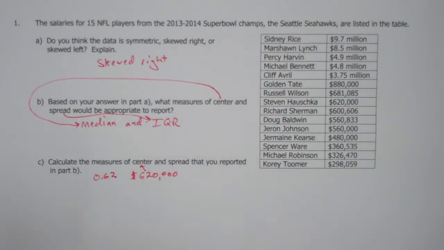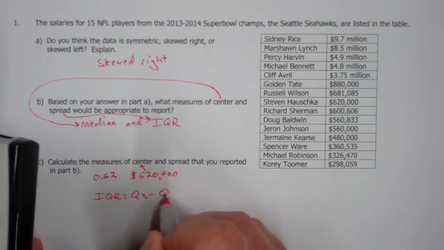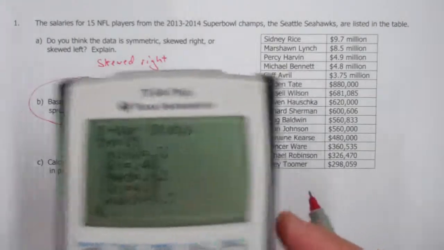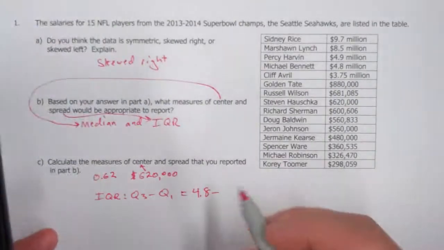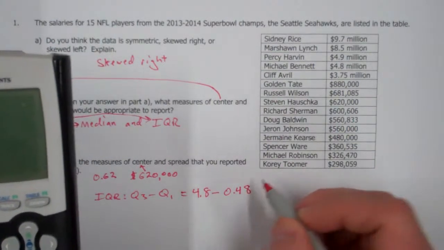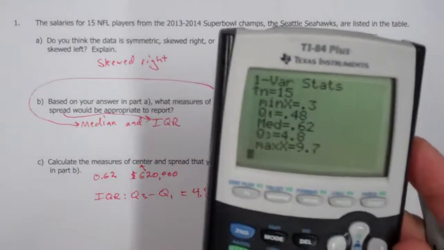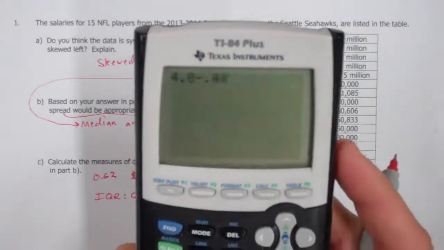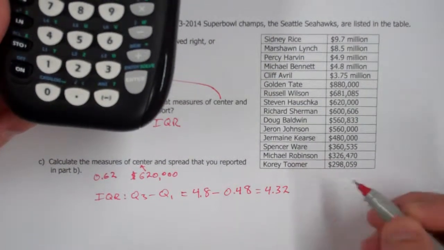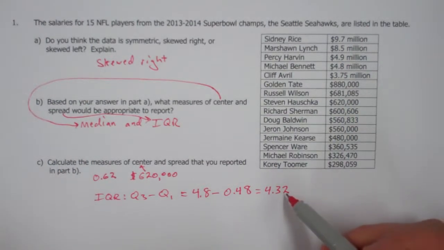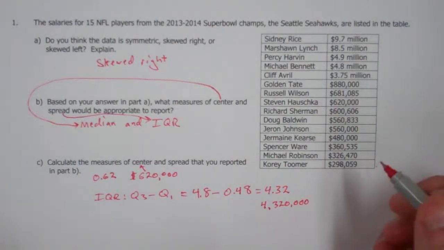The spread now, we're going to need Q3, so we're going to do IQR now, and that's Q3 minus Q1. Well, Q3 is 4.8, and then we can look and see that Q1 is 0.48. A little confusing there, the decimal actually does matter quite a bit here. So what we can do then is we can just do 4.8 minus 0.48, and that's 4.32. So the IQR for this one is 4.32, and again that's $4,320,000.